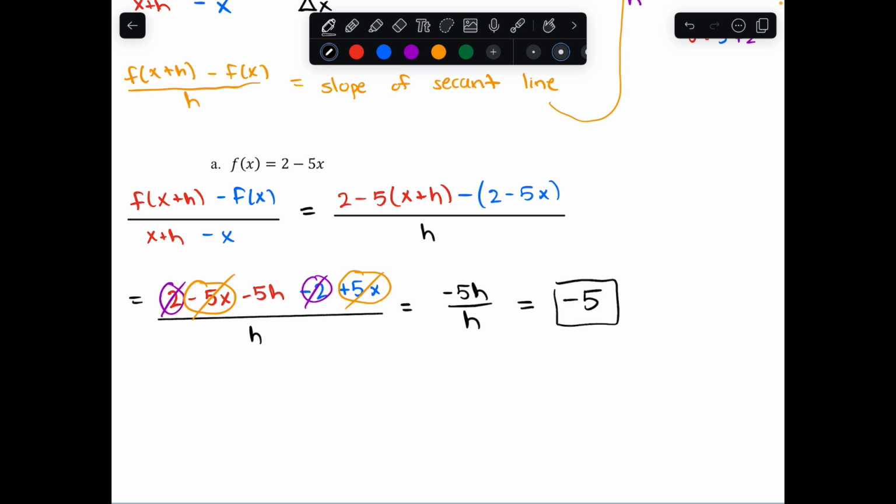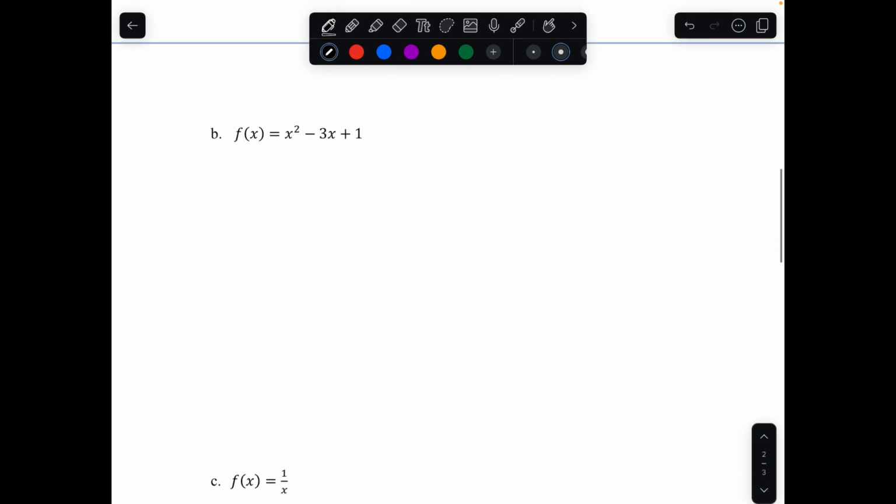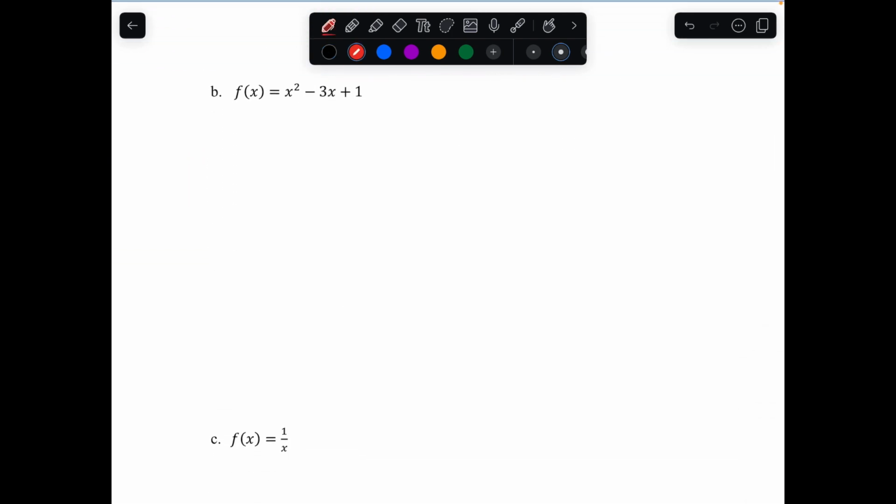So let's move on down to the next problem. It's always good to start off by writing your formula, so let's go ahead and do that. So f of x plus h minus f of x, and then all of that divided by h.